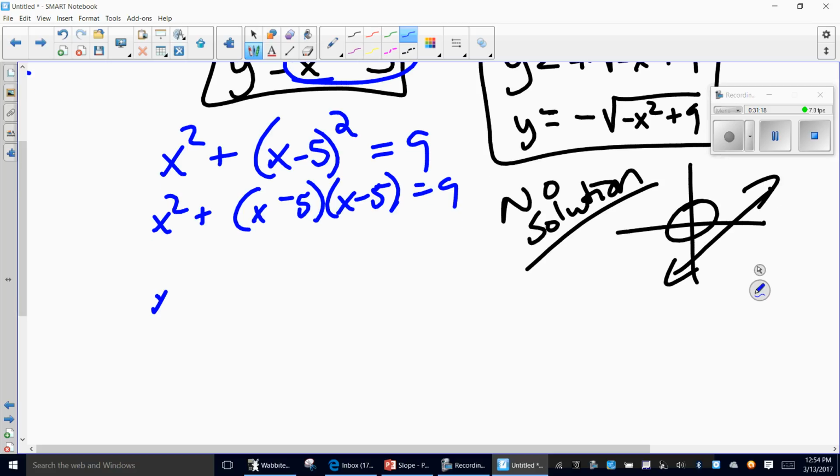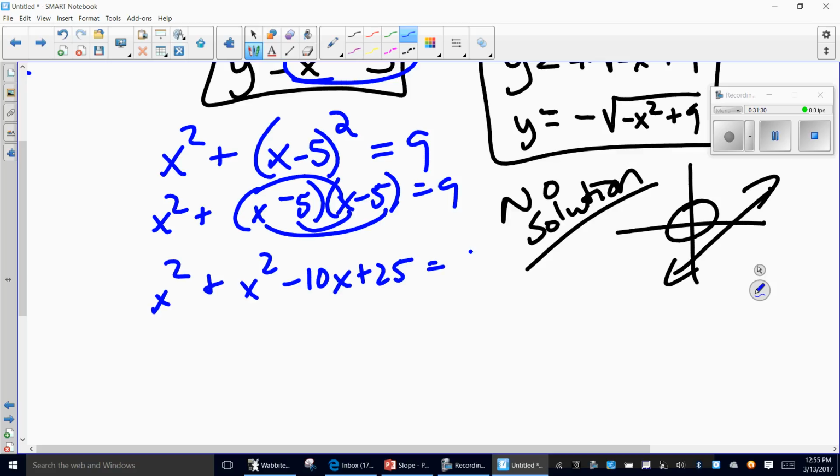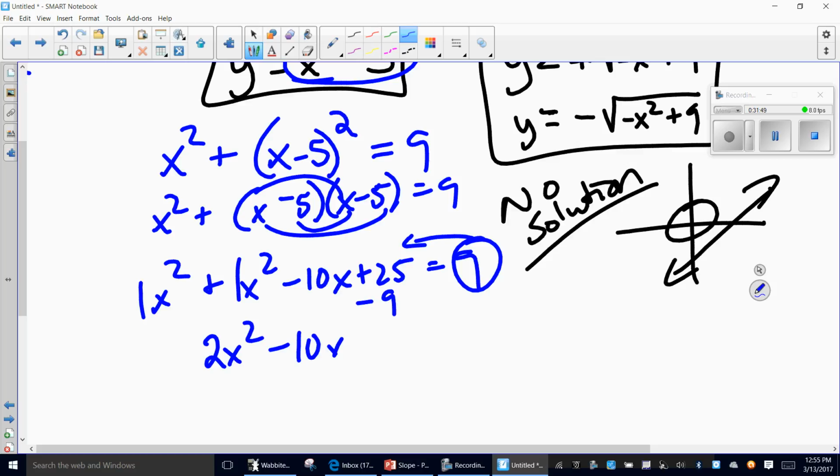You're going to have to FOIL this. And so this is going to be x squared. The outer's negative 5x. The inner's negative 5x. That's going to make negative 10x plus 25 equals 9. Here's my question. Is it quadratic? Is it linear? It's quadratic, so you got to solve it like a quadratic. 1x squared plus 1x squared is 2x squared minus 10x. And I'm going to move this 9 over and make it negative 9, so that's going to be plus 16.